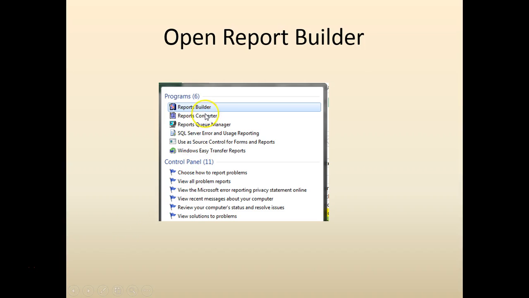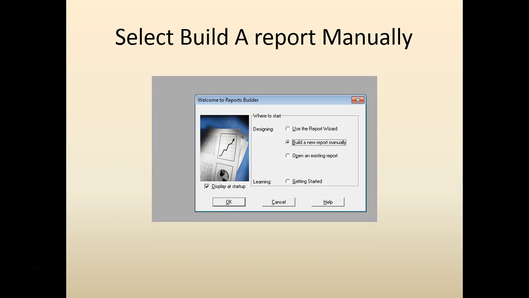The first part is to open your report builder. I'm assuming that you have already downloaded the Forms 10G version of the report builder. You can download it from Oracle. Once you click on the report builder, it's going to open and prompt you to build a new report with this welcome screen. It's easy to make sure you always check display at startup, and I'm going to pick build the report manually.